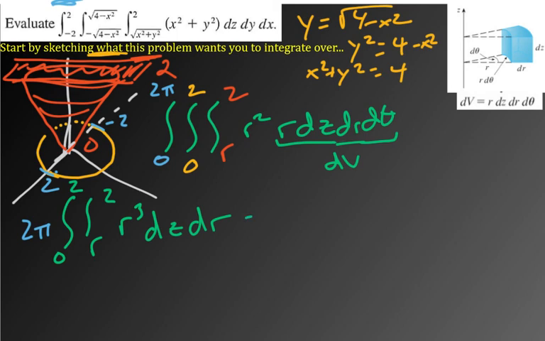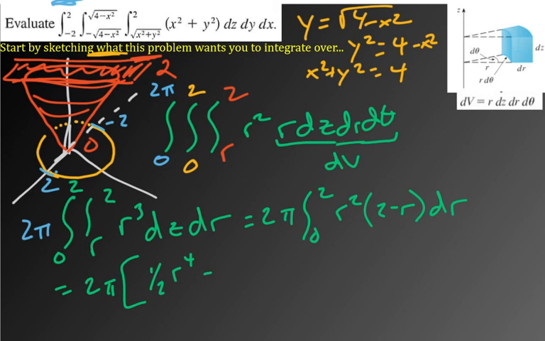Integrating this in z, we just tack on a z, and then we do 2 minus r for that z when we plug it in. Then a nice integral from here: you're going to get 1/2 r to the 4th minus 1/5 r to the 5th, from 0 to 2. If you simplify all that out, you get 16/5 pi.